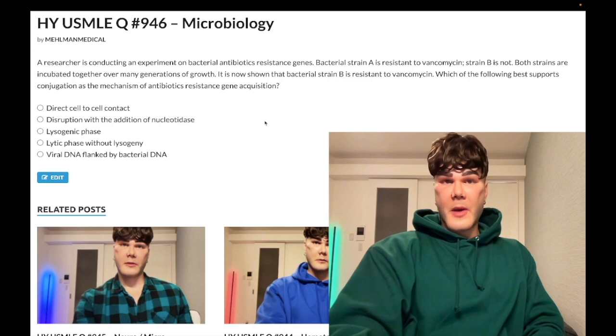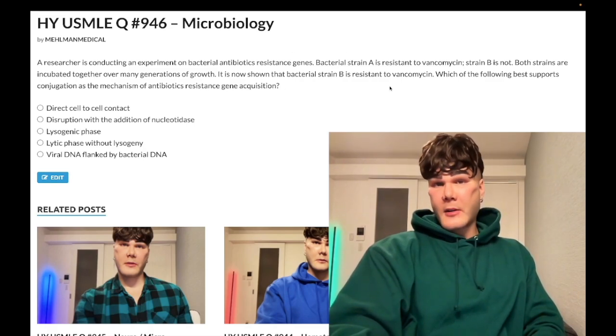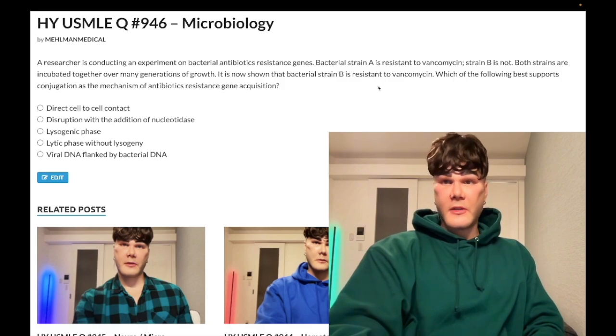Researcher conducting an experiment on antibiotic resistance genes. Bacterial strain A is resistant to vancomycin, bacterial strain B is not. You grow both bacterial strains together, and now bacterial strain B is also resistant to vancomycin. Which of the following supports conjugation as the mechanism of antibiotic resistance gene acquisition?